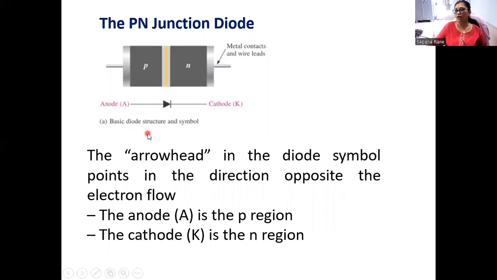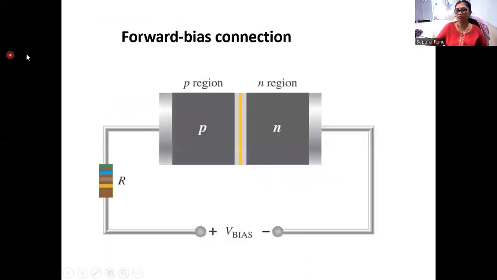Now, in order to use such a device in electronic circuitry, there is a need to apply an external DC power supply to it. There are two ways to apply DC power supply to the PN junction diode. One is called forward bias of the diode, and the second is called reverse bias of the diode. Now let us discuss the forward bias connection.